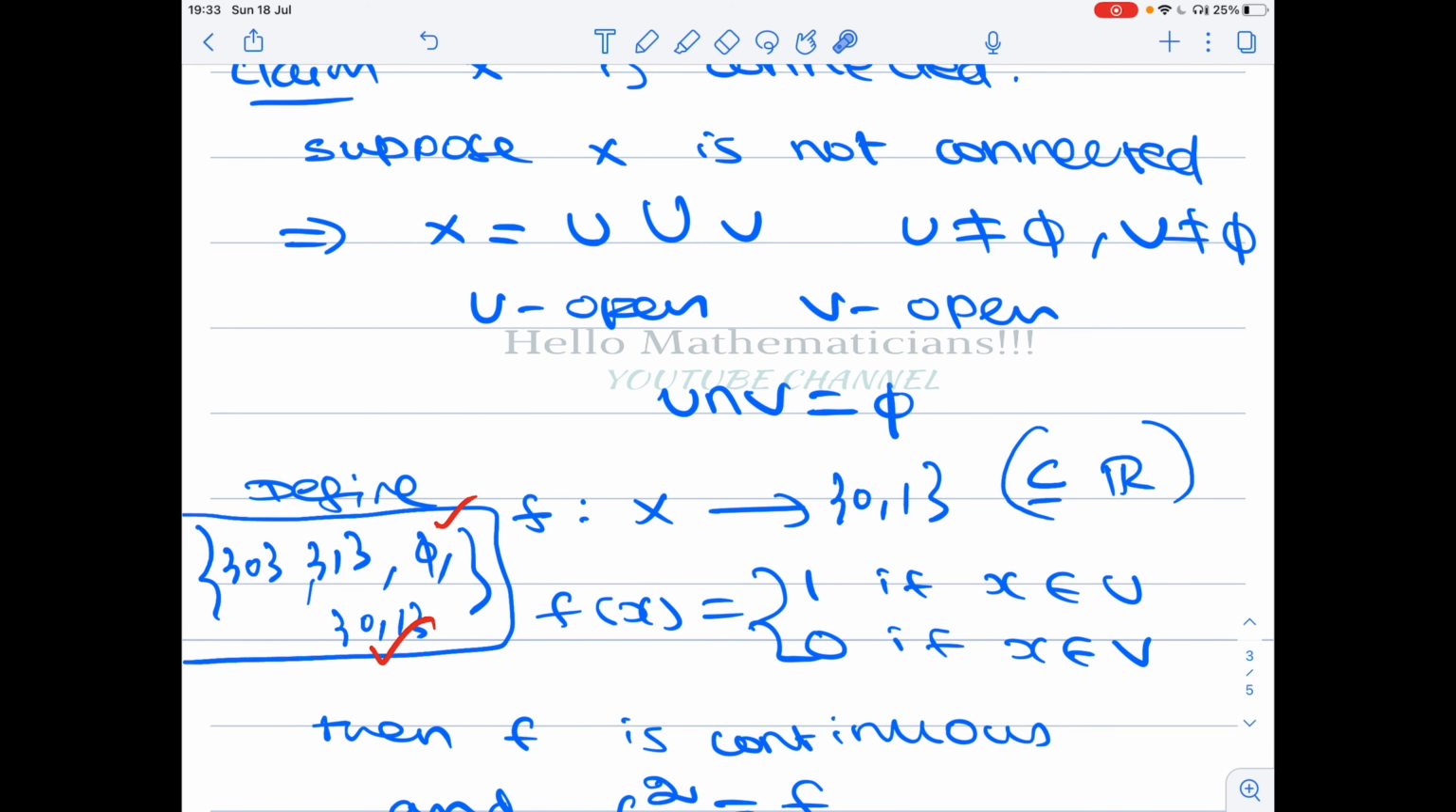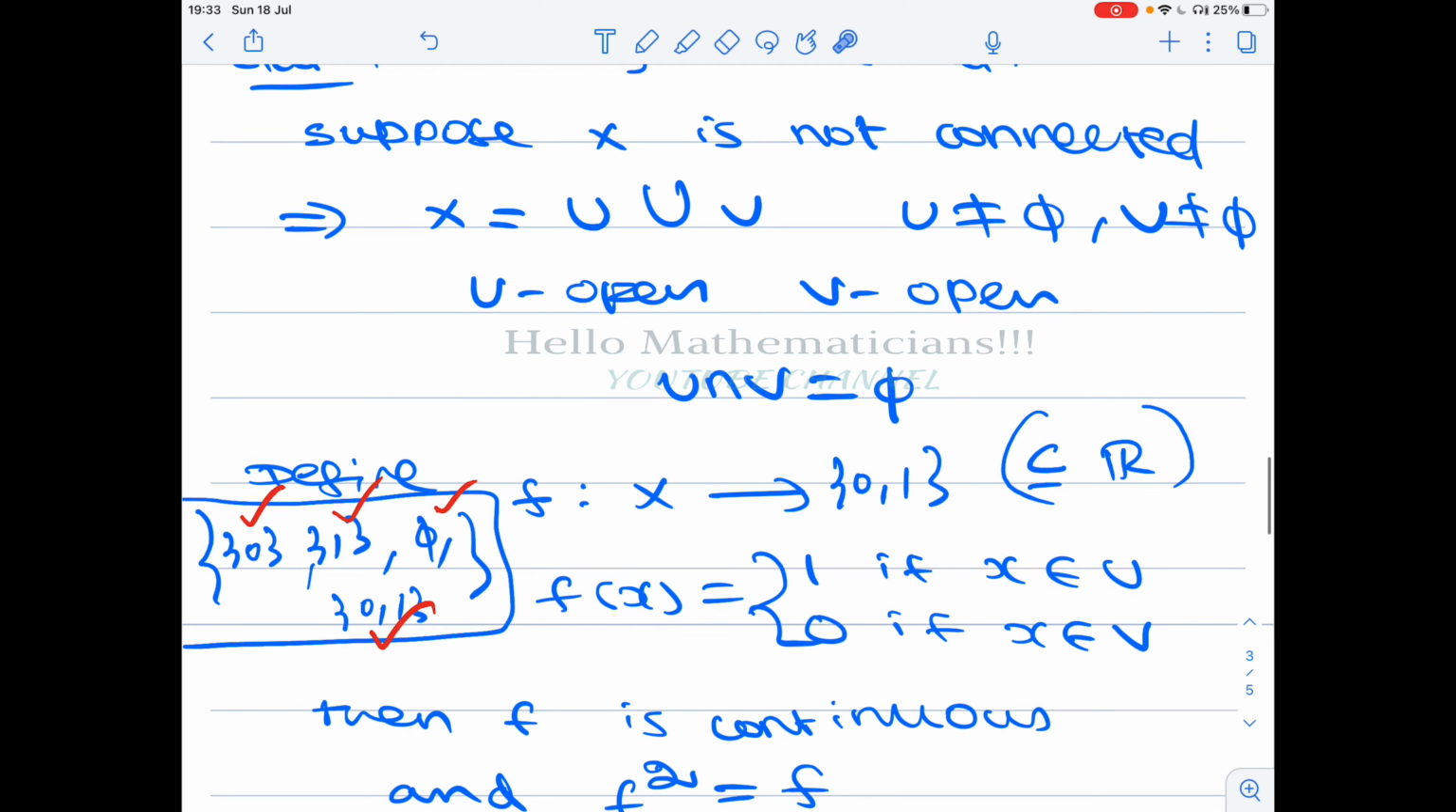Okay, and V is an open set. Therefore, if you take singleton 1 as an open set, its inverse image will be open. If you take singleton 0, its inverse image will be U. Since U is an open set, the inverse image of singleton 0 is also open. Therefore, the inverse image of all the open sets is open here. Therefore we conclude that f is a continuous function.